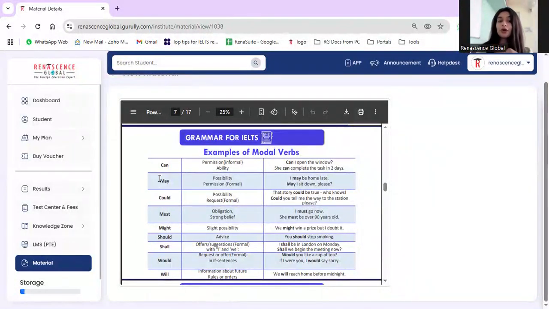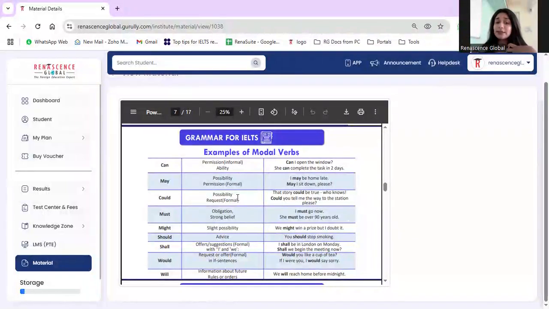For example, can is like a permission or ability to do things. Can I open the window? It's a permission. She can complete the task in 2 days. It means it's showing her ability. Yes, she can complete the task in 2 days.